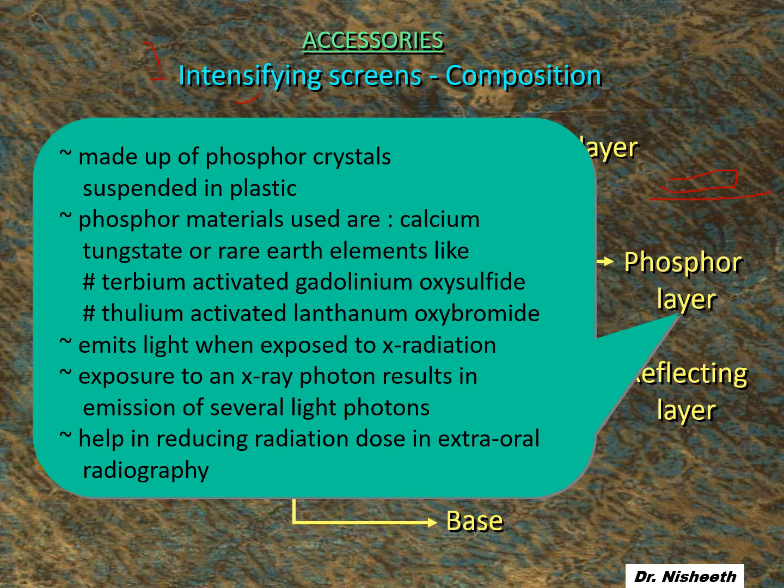Please write down, this is a very frequently asked question. It emits light when exposed to X radiation. The exposure to an X-ray photon results in emission of several light photons and helps in reducing the radiation dose in extraoral radiography. So the intensifying screen's function is to reduce the exposure dose required. How does it do this? By converting one X-ray photon into 400 to 4000 light photons, multiple light photons. So it increases the intensity of the X-rays by converting them into multiple light photons. That is why it is called the intensifying screen.